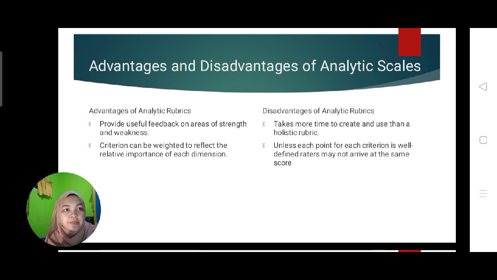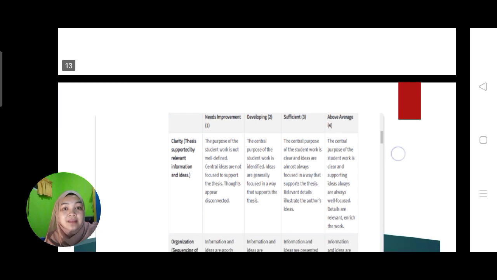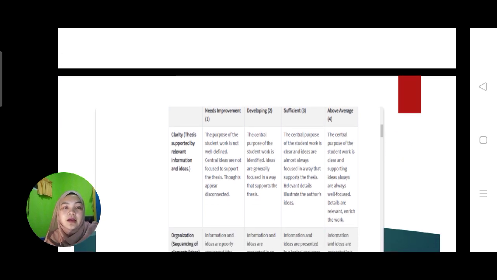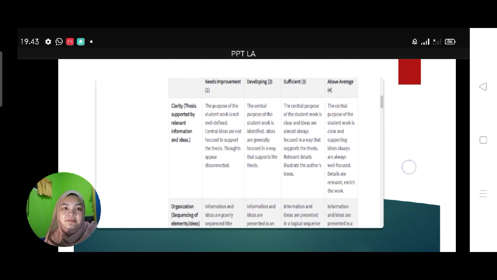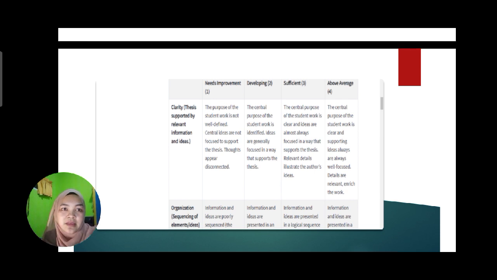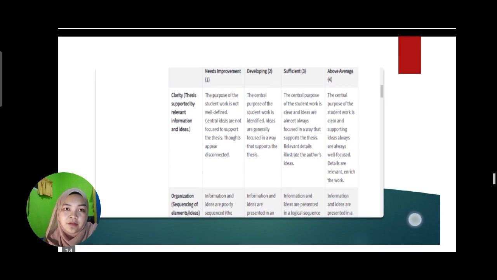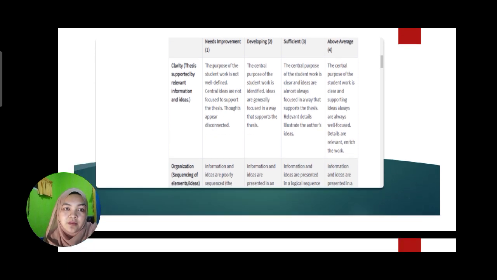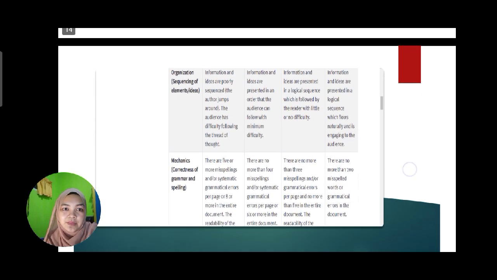Okay, something like that. And here are examples of analytic scales. Here you can see it consists of a table, so that it will not be messy. Here we can separate it by column, like I have said before.